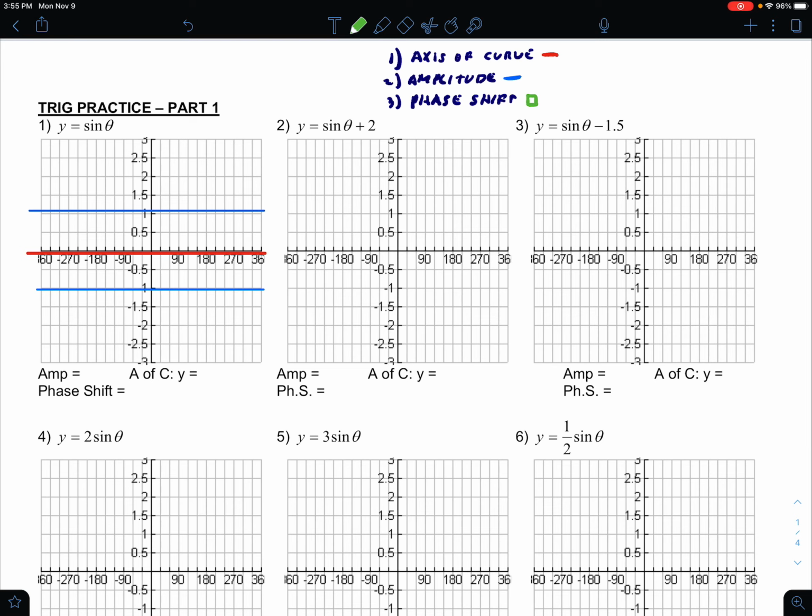And now we're going to go for the phase shift. And in this case, the phase shift was theta. There's no brackets, plus or minus. Therefore, the phase shift is 0. Means that we start right there at 0.